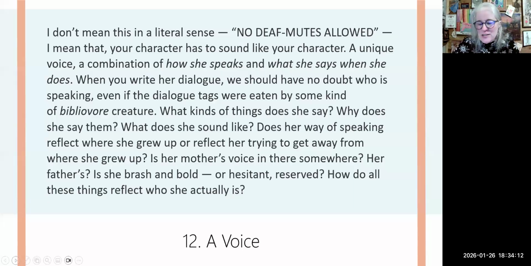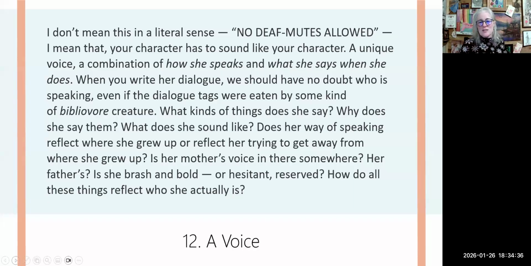So, number 12, characters need a voice. I don't mean this in a literal sense, no deaf mutes allowed. I mean that your character has to sound like your character, a unique voice, a combination of how she speaks and what she says when she does. When you write her dialogue, we should have no doubt who is speaking, even if the dialogue tags were eaten by some kind of bibliovore creature.